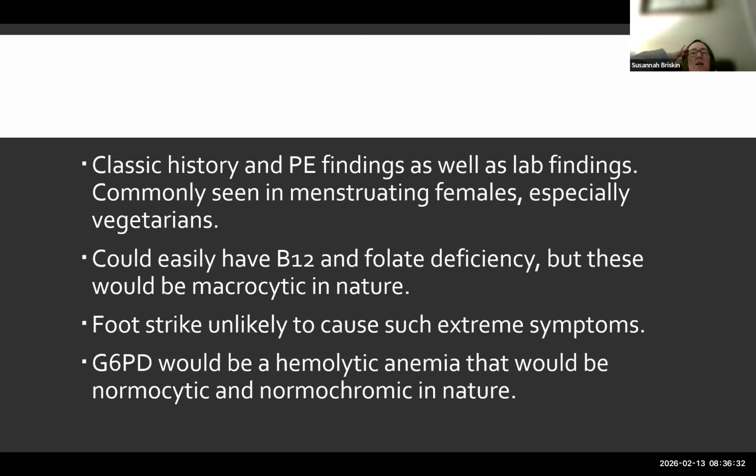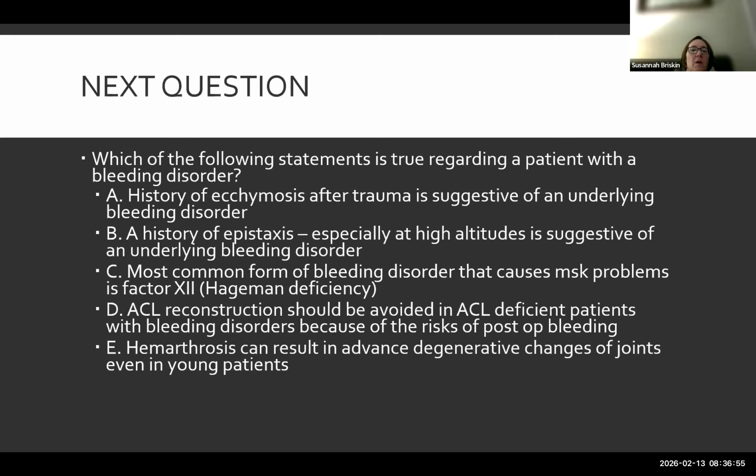So this is a classic history for somebody who's a menstruating female, especially if they're vegetarian, but you don't have to be vegetarian in order for this to happen. Like I said, B12 and folate are going to be macrocytic. Foot strike is much less likely to cause extreme symptoms with that performance. And then G6PD is a hemolytic anemia, so that one's going to be normocytic, normochromic.